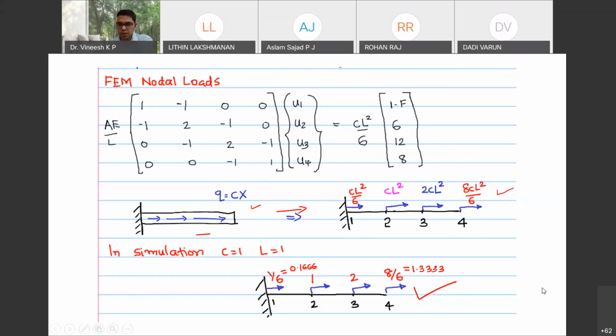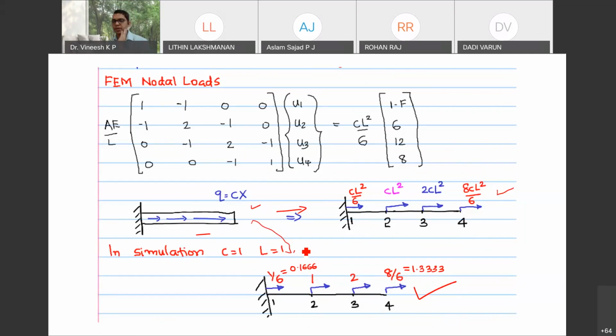So what is a nodal load? On node 1 we apply 0.166, on node 2 I am applying 1, on node 3 I am applying 2, and on node 4 I am applying 1.333. So this problem is equivalent to this problem.